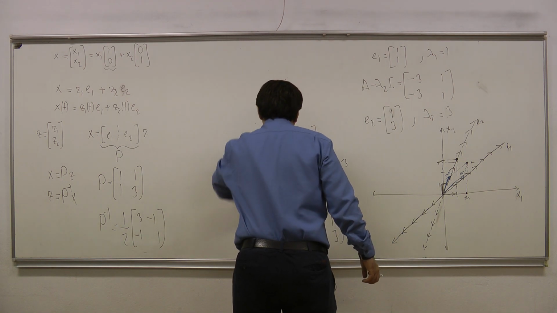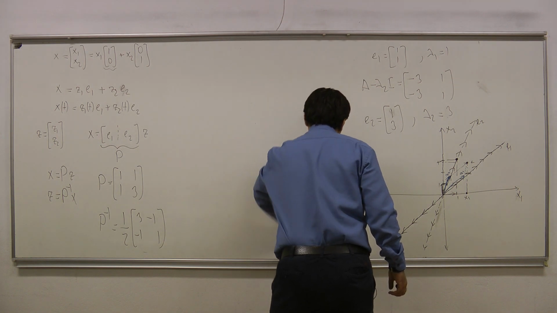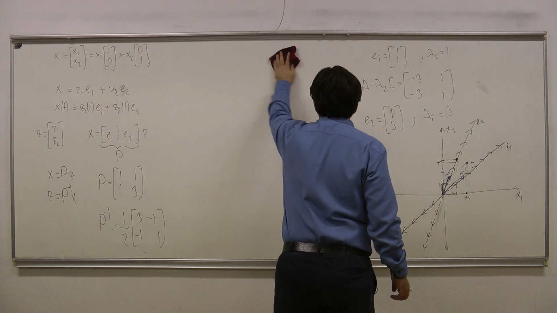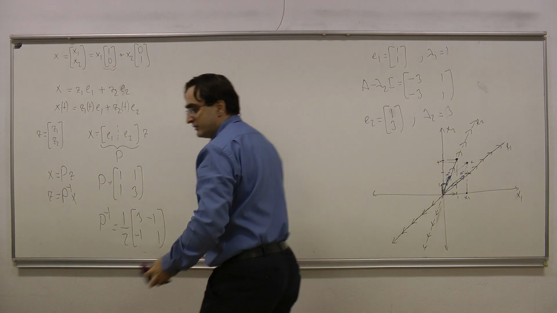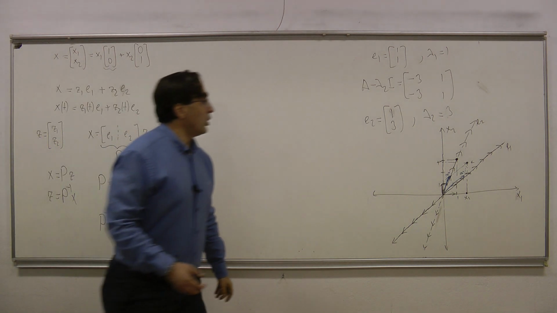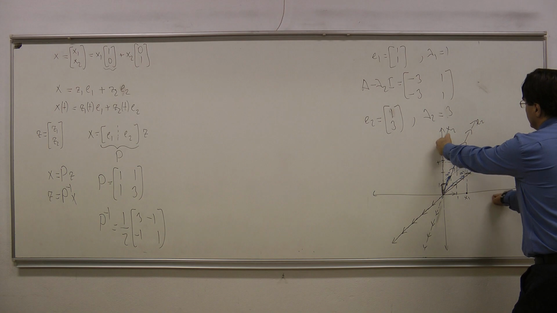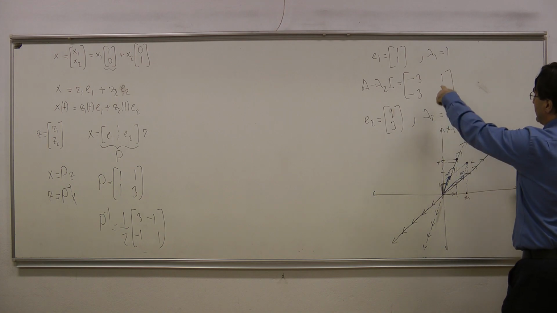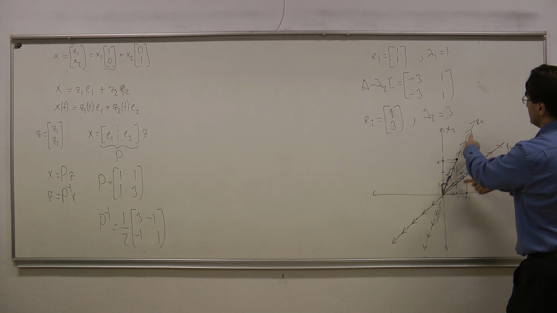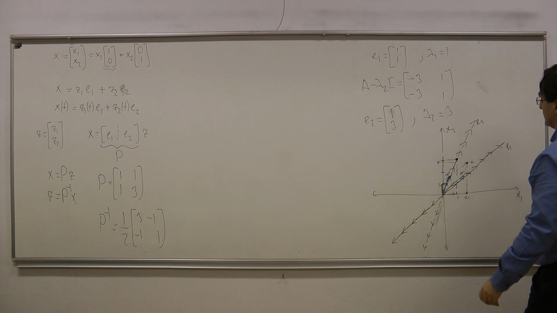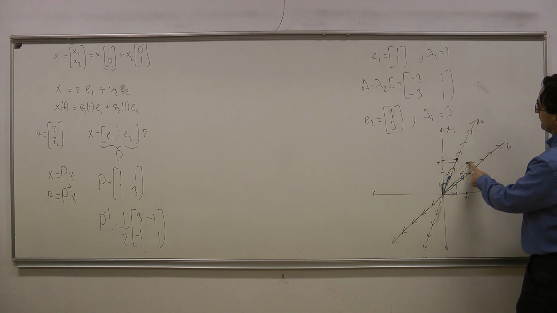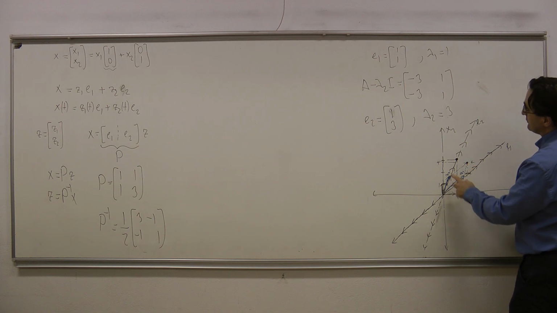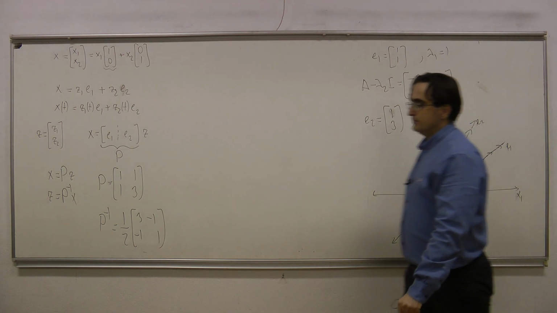So now let us make this state vector change. We are changing our state vector axes from x1 and x2, these two orthogonal axes, to these axes. These two axes are no longer orthogonal, and the component of x on this axis would be z1, and the component of x on this axis would be z2.